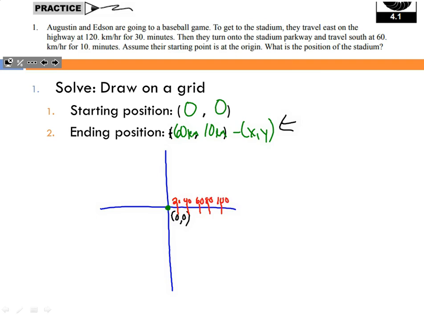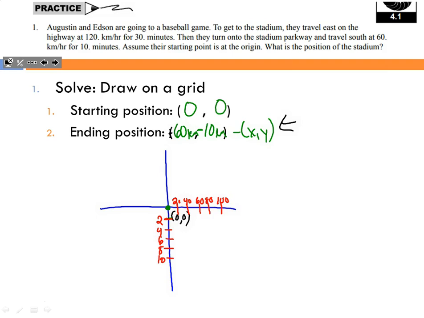I'm not going to. And so then it says my y, I go south. So if I'm going south, that should be a negative, correct? Maybe one of you caught that before I caught it. So it's negative 10 kilometers. So because I'm going negative 10, I'm going to go by 2, 4, 6, 8, 10.